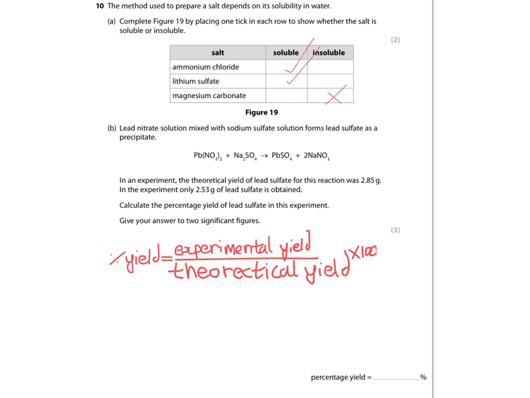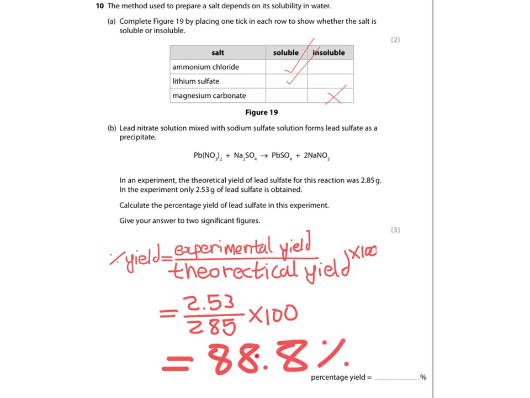So the equation that you need to remember is percentage yield equals experimental yield divided by theoretical yield times 100. So let's put the numbers in. We've got the experimental yield, how much the experiment actually got, 2.53, divided by the theoretical yield, how much theoretically you should have got, 2.85, times 100. Throw it into a calculator, and this comes out to 88.8%. But watch out for these little sentences, these come up again and again, and they're such easy marks to lose if you don't spot it.